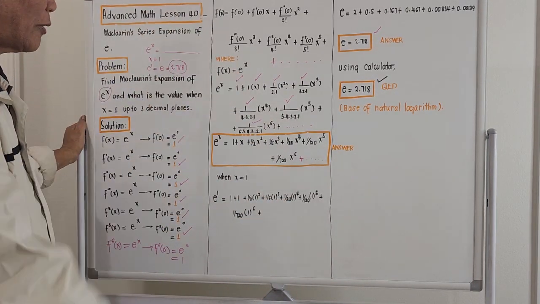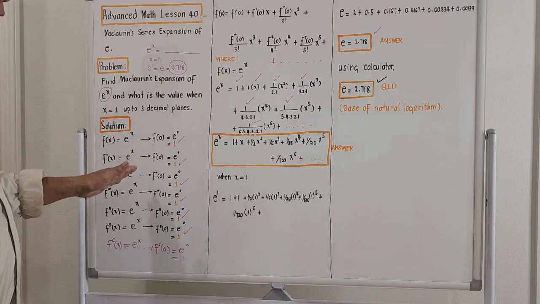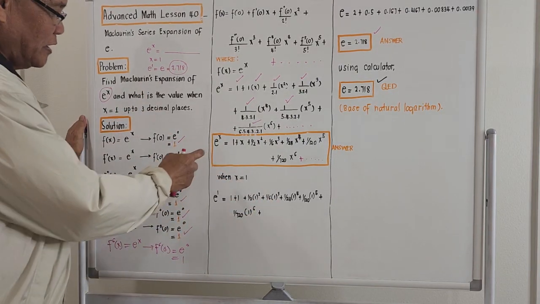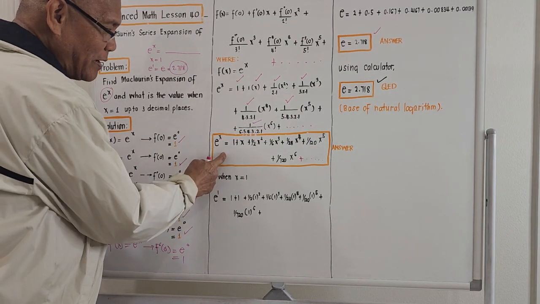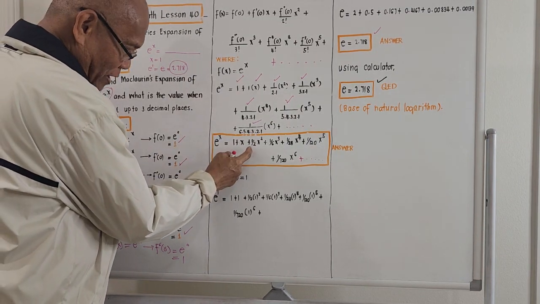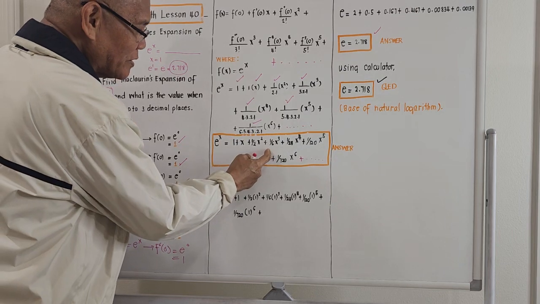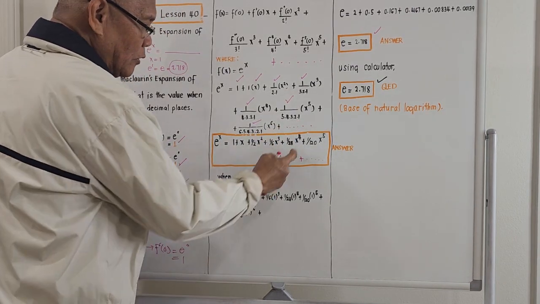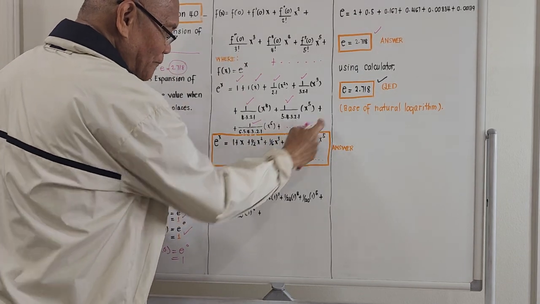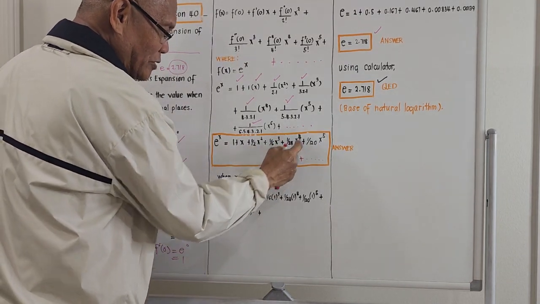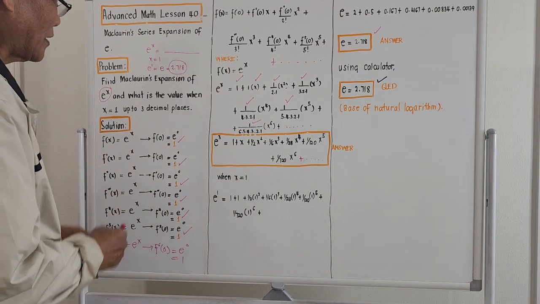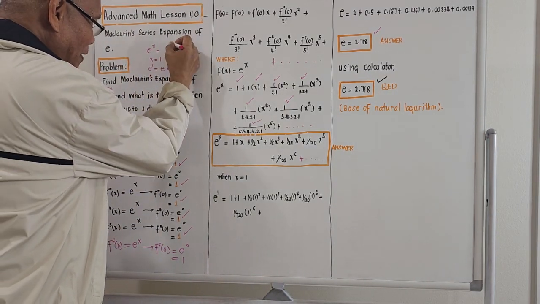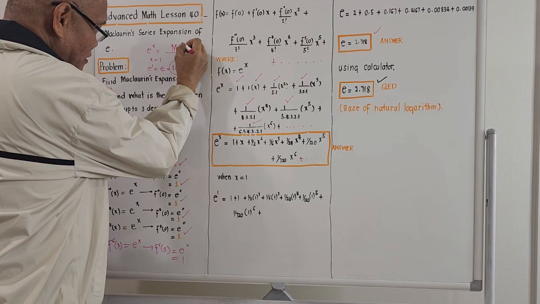So, our answer here is the equivalent of e to the x under Maclaurin series of expansion. e to the x in general will be 1 plus x plus 1 half of x squared, 1 over 6 of x cubed, 1 over 24 of x to the 4, 1 over 120 x to the 5th plus 1 over 720 x to the 6. That's the value of e to the x as a function of Maclaurin's series expansion.